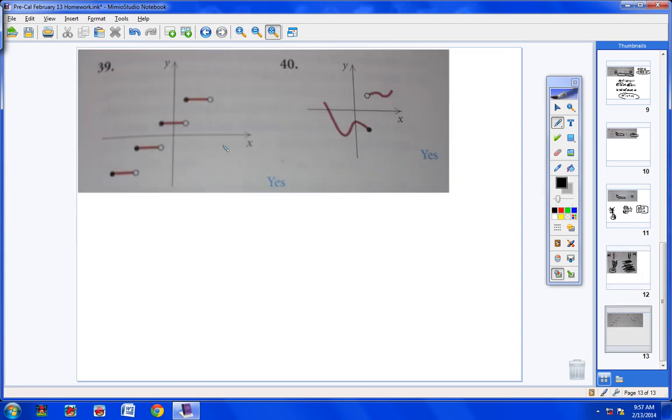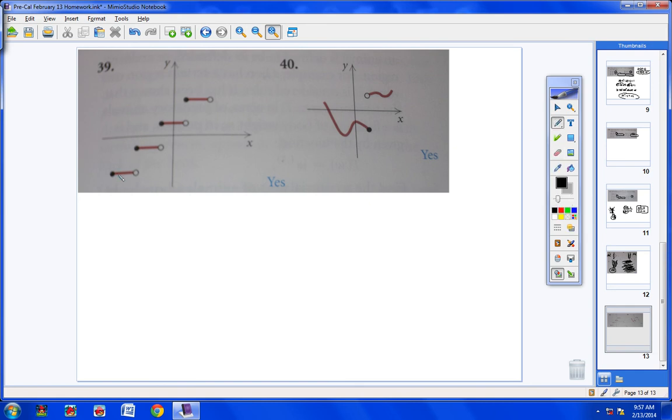And then 39 and 40. Now remember, if this ordered pair right here was colored in like that, then if I drew a vertical line like that right there, a very pitiful vertical line, it would hit the graph here and it would hit the graph here. So the answer would be no. Okay?